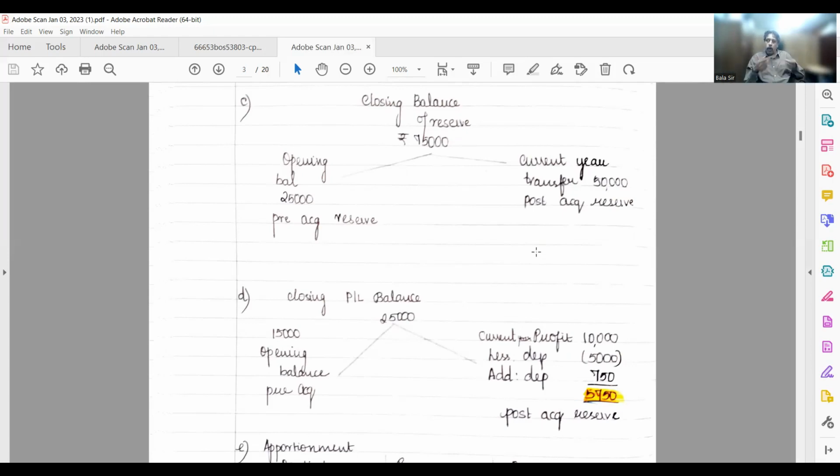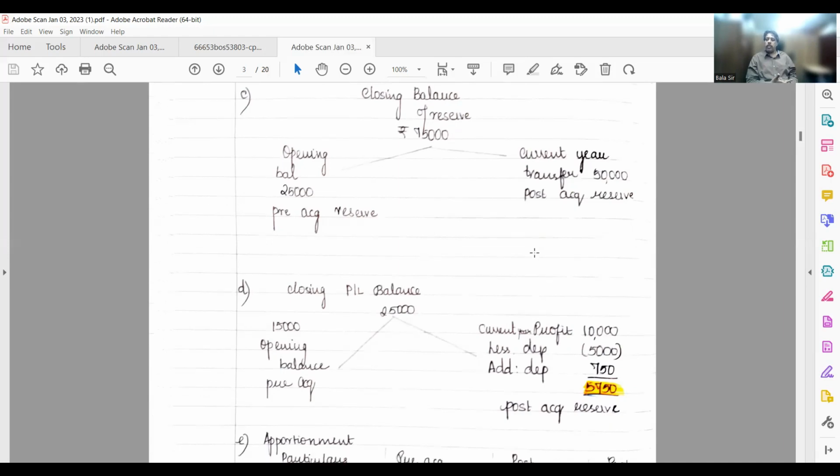Suppose I bought the shares in the middle of the year, then what will I do? The 10,000 is split into two parts based on time ratio, 6 months or whatever. But here all the 10,000 is post-acquisition. Remember, against that you adjust two things: subtract 5,000 depreciation and add back 750. So 5,750 is the post-acquisition profit.